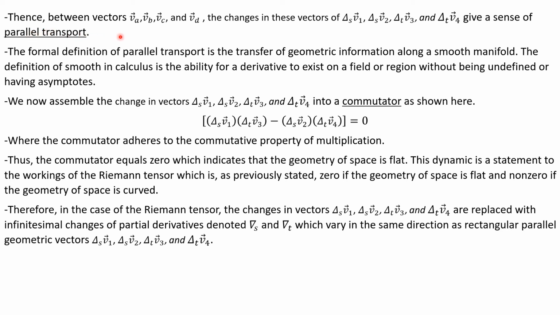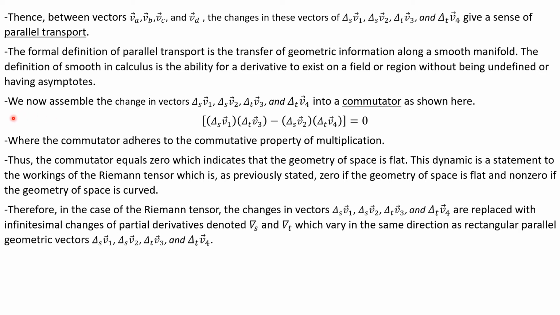Thence, between the vectors here, the changes and the corresponding changes in vectors as we see here are given a sense of parallel transport. The formal definition of parallel transport is the transfer of geometric information along a smooth manifold. The definition of smooth in calculus is the ability for a derivative to exist on a field or region without being undefined or having asymptotes.